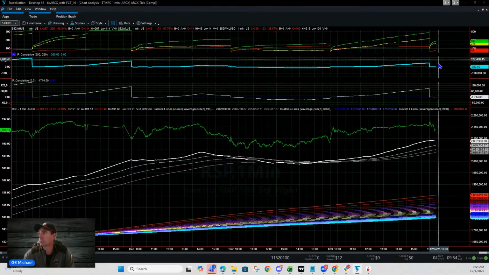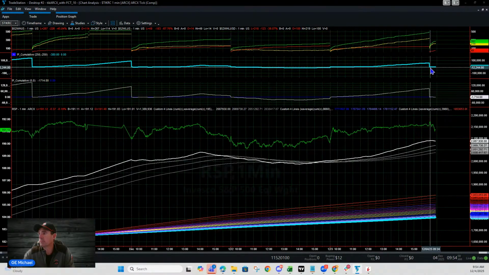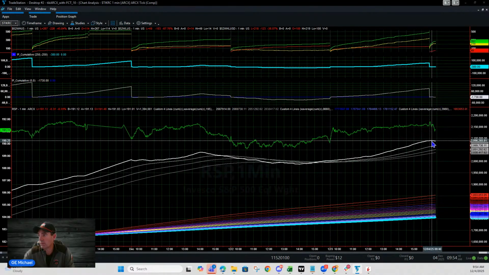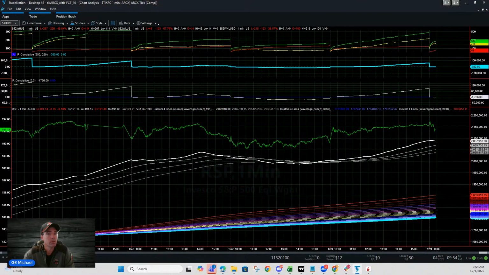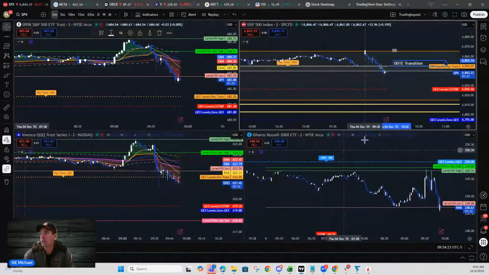So market trend model, filtered cumulative fairly flat, slight downturn here in the bolded white CT, but we'll see. I mean, it's very early. We're only 30 minutes in. New highs still outpacing new lows though, so that's a positive.